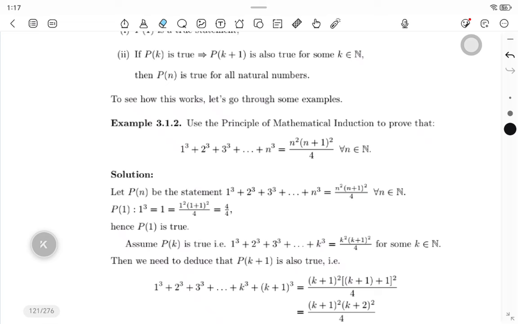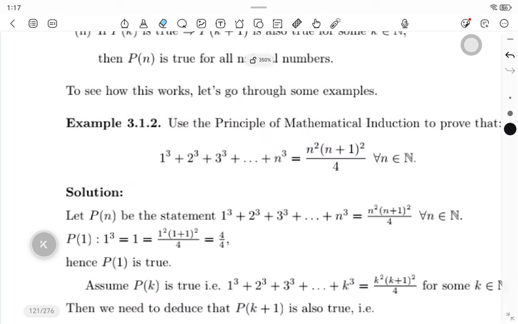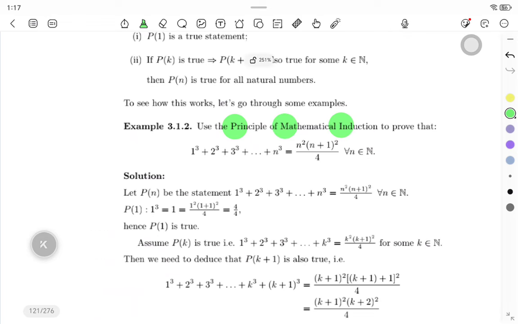So if we look at the first example, we are given this. They say use the principle of mathematical induction, meaning that we should use PMI, right? Then they say to prove this for all n an element of the natural numbers. So first thing they did: they let P(n) be the statement. You let it be that statement. Copy all of it, including this.